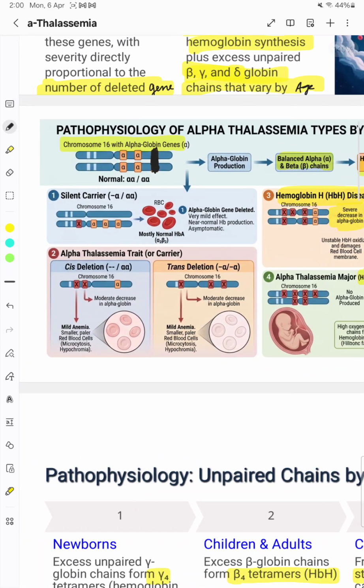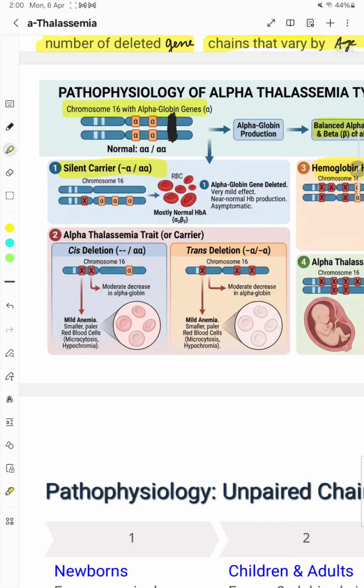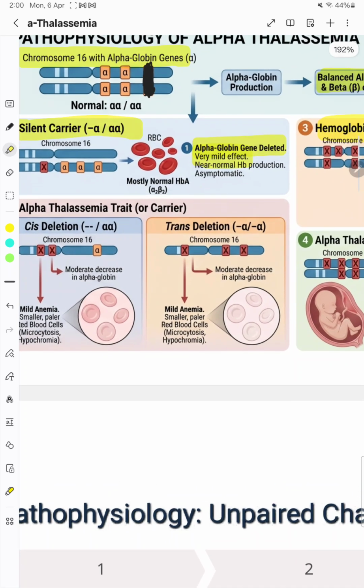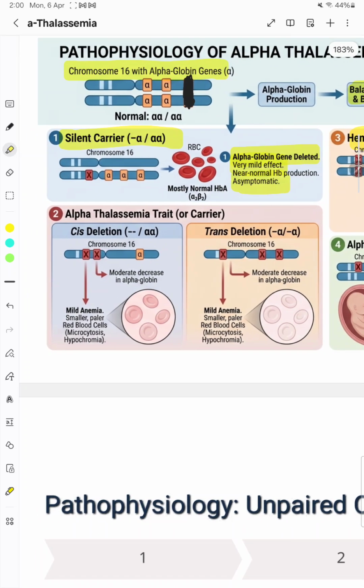So based on the number of deleted alpha globin genes, there are 4 types of alpha thalassemia. First condition is silent carrier, in which only 1 alpha globin gene is deleted. This is a very mild condition, mostly asymptomatic, and only near normal hemoglobin production is seen in this condition.